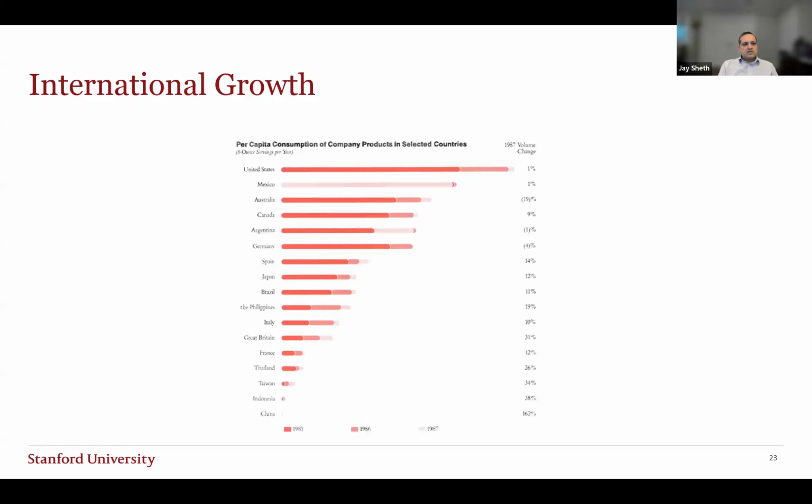So here's a chart. You can see here the international per capita consumption. This is again from the 87 annual report. So the United States, number 1, Mexico, number 2. I think, if I'm not mistaken, Mexico now consumes more Coca-Cola per capita than the US. And then all the way at the very bottom, you can see China, barely any consumption of Coca-Cola, even as late as 1987.